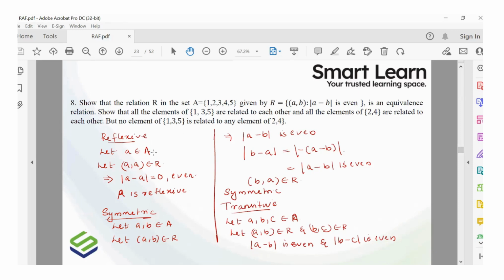Now reflexive. Let a be an element of A. Is (a, a) an element of R? I can substitute modulus of a minus a, so you will get 0. 0 is even. So R is reflexive.